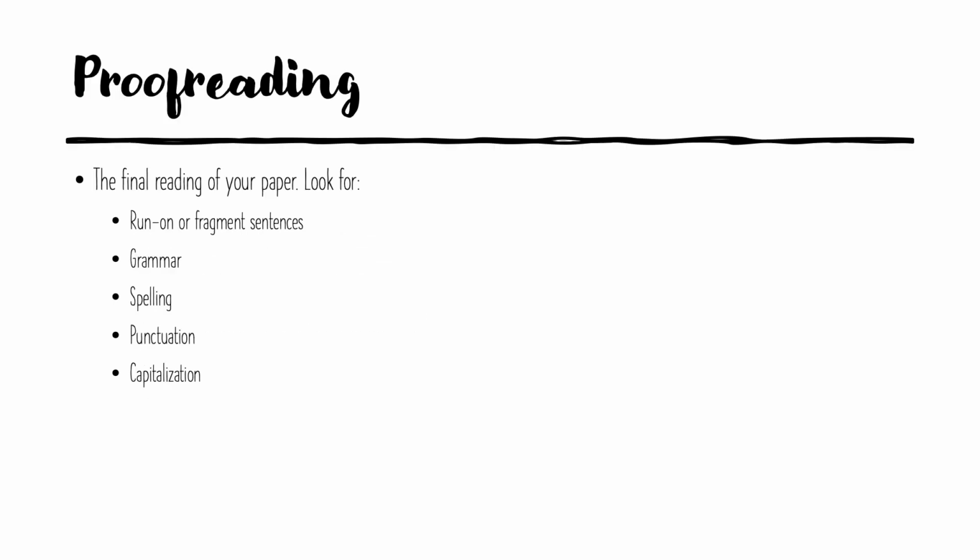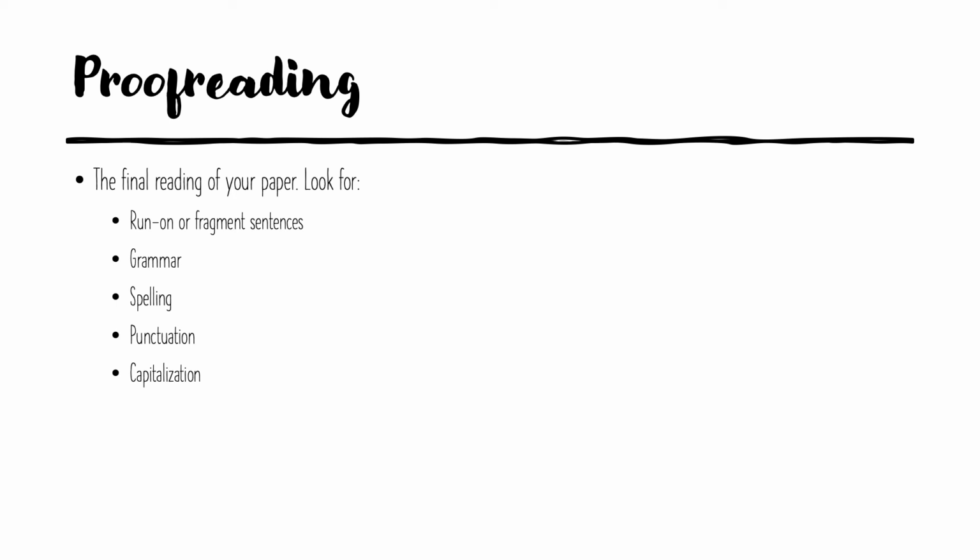And then the last step is to proofread. So this is the final reading of your paper. In this step, you are going to be looking for run-on or fragment sentences, looking at grammar, spelling, punctuation, and capitalization. I cannot stress to you how important this step is. A lot of people think just because they're typing it on a computer, and a lot of times computer programs can catch words that are spelled wrong, that everything in their paper is correct. But I see lots of typos, lots of capitalization errors all the time. So it is important to proofread your paper and make sure that those things are all correct before you turn it in.